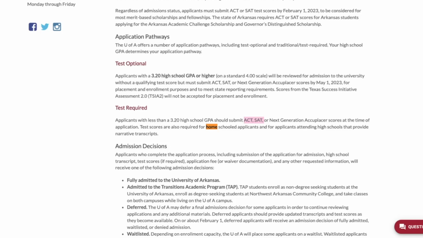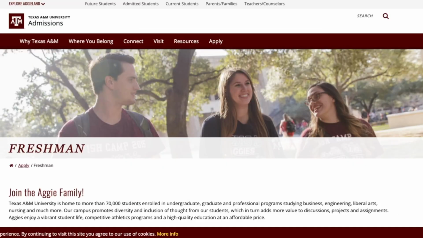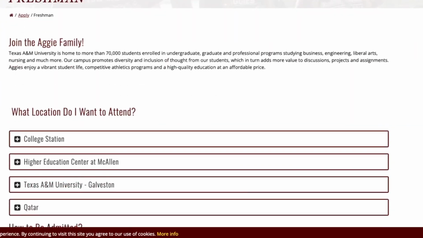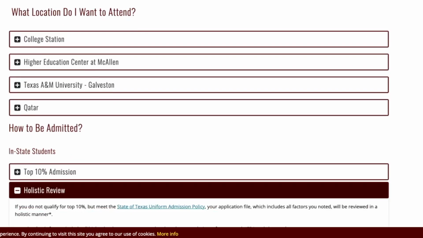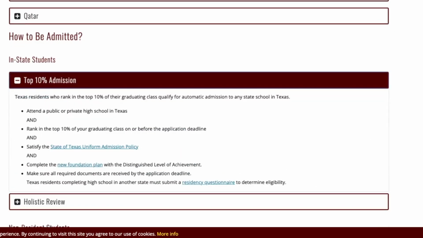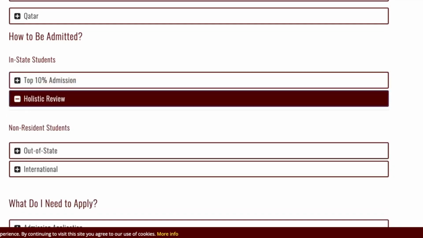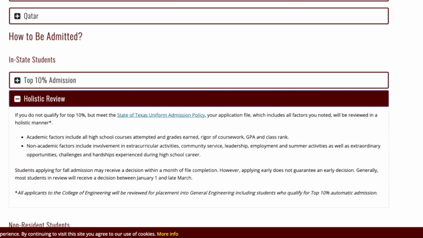ACT and SAT score. And then when I go to Texas, Texas A&M is a very hard college to get into. You have to be in the top 10% if you're a public school student. The holistic review is going to be for your homeschool kids or out of state. And again, a lot of it is going to have to do with, let's see. They're going to look at the high school courses attempted, the rigor of them.